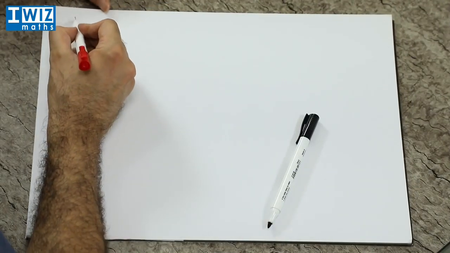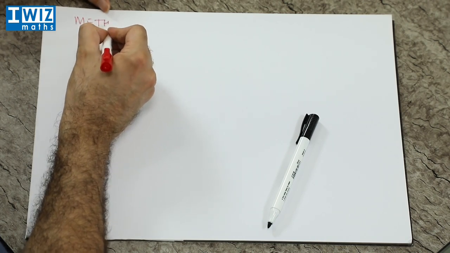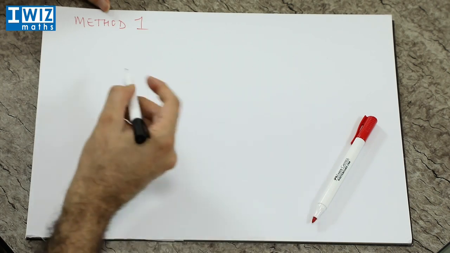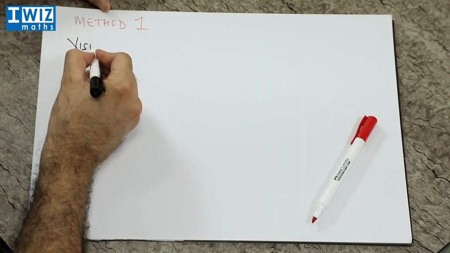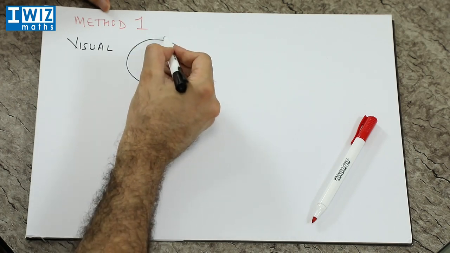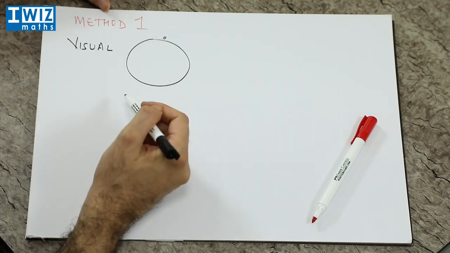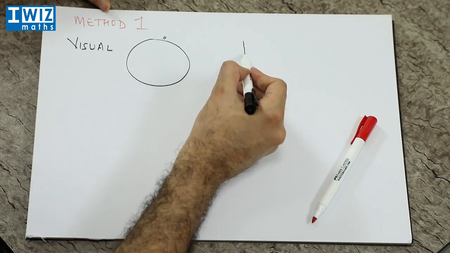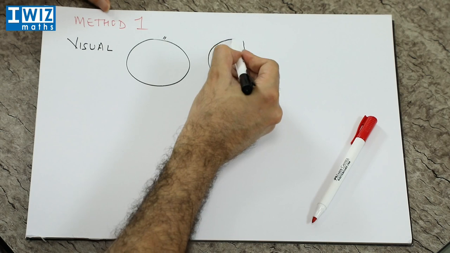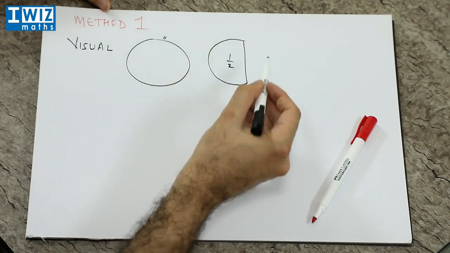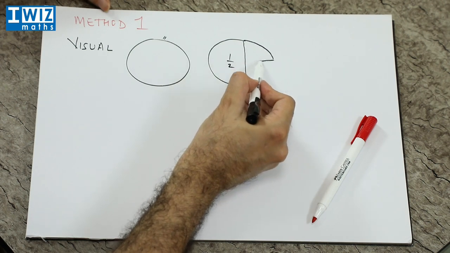So let's look at method number one. We start with the visual way of looking at the problem, which is you have a whole apple. We'll again denote our apple in that way. And what we've done is that before lunch we have had half the apple. So half the apple was eaten before lunch, and after lunch we had a quarter of the apple.